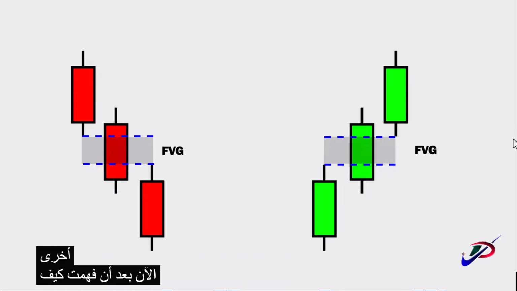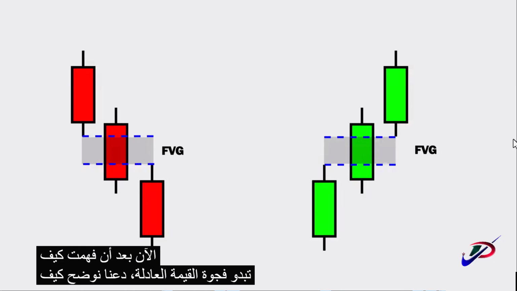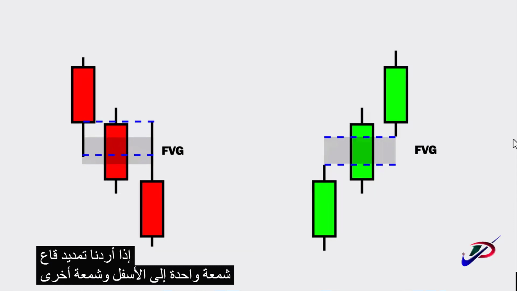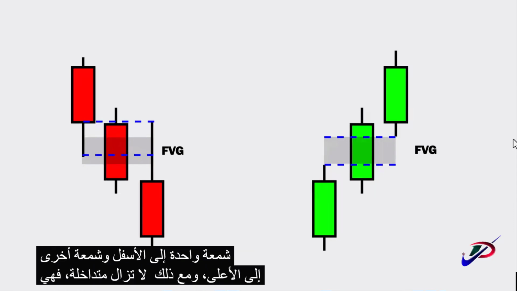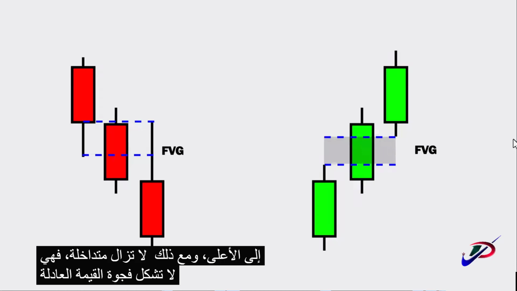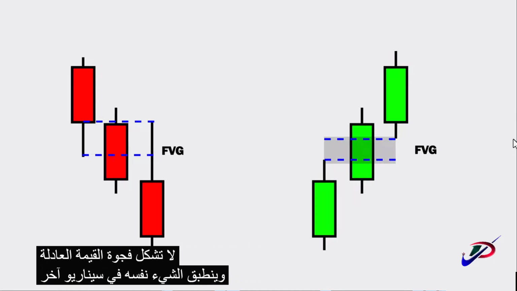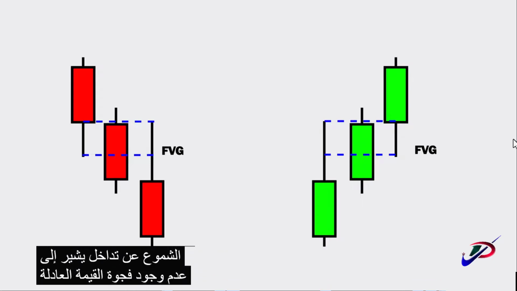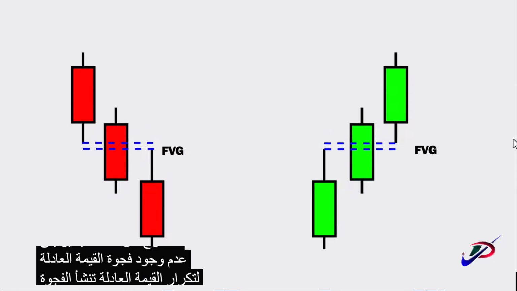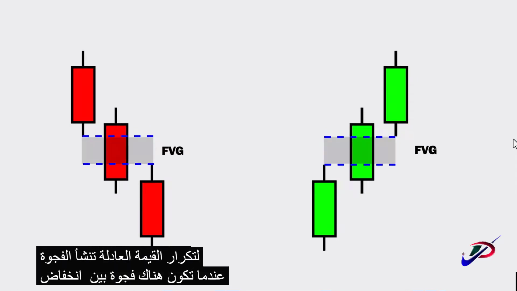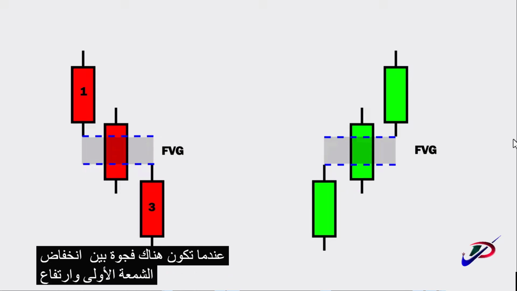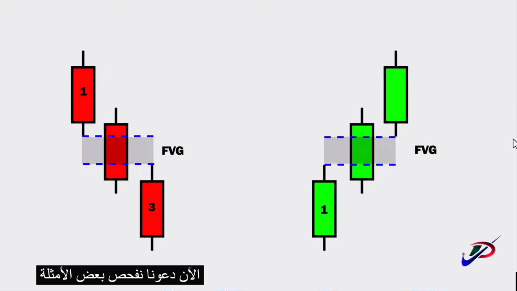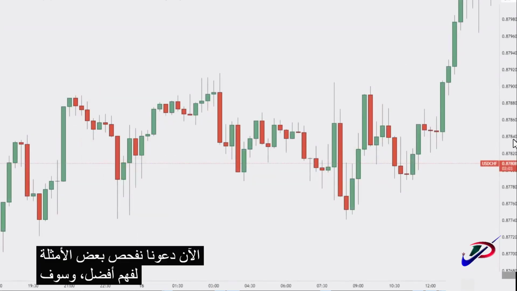Now that you comprehend what a fair value gap looks like, let's clarify what it doesn't look like. If we were to extend the low of one candle downward and the high of another upward, and yet they still overlap, then it does not constitute a fair value gap. The same applies in another scenario, where extending the high and low of the candles reveals overlapping, indicating the absence of a fair value gap. To reiterate, a fair value gap arises when there is a gap between the low of the first candle and the high of the third candle, or between the high of the first candle and the low of the third candle. Now, let's examine a few examples for better understanding.